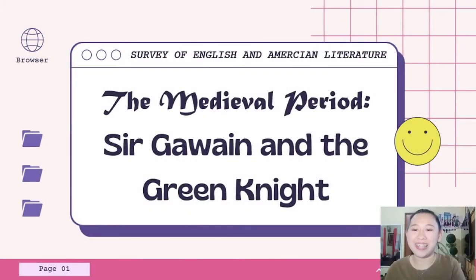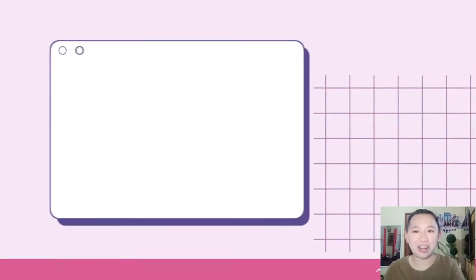Blessed day, everyone! Today, we will be tackling the medieval period poem entitled Sir Gawain and the Green Knight. But before we proceed to our lesson, I will first present our objectives.